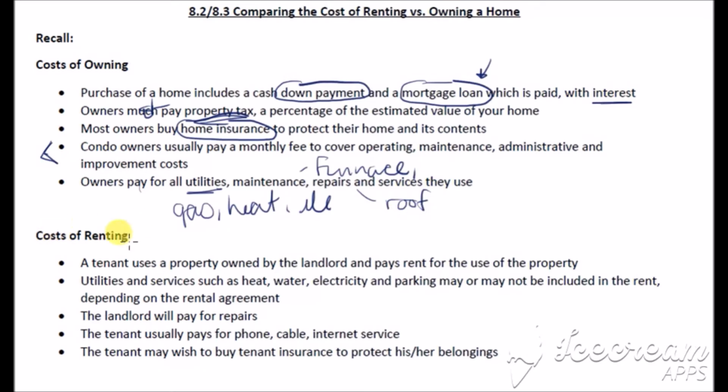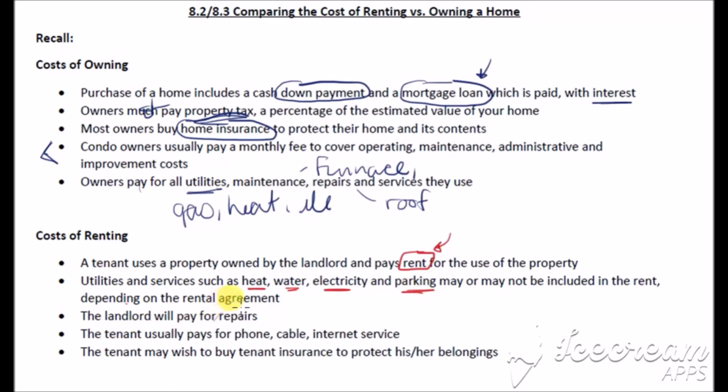Okay. Now, cost of renting. A tenant uses a property owned by a landlord and pays rent. So a tenant is just using the land. Utilities and services such as heat, water, electricity, and parking may or may not be included in the rent. So sometimes you have to pay these out of pocket, and then sometimes you just pay a little bit more for the rent portion, but then everything's included.